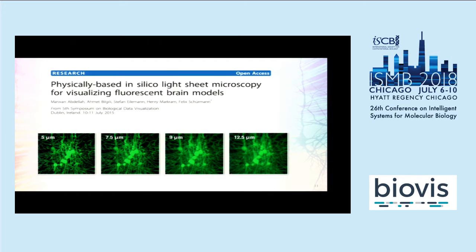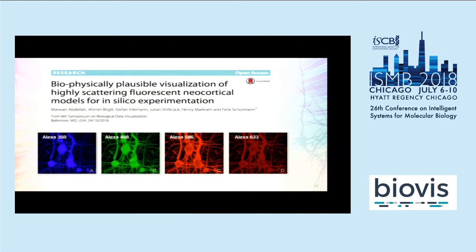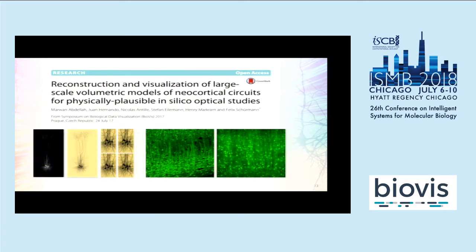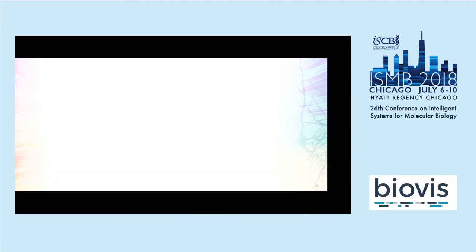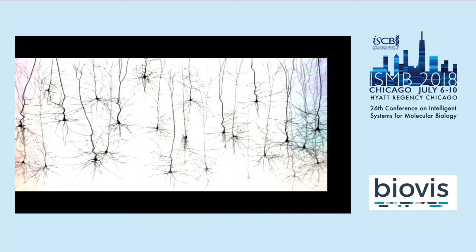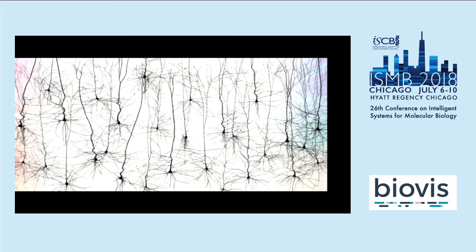Another kind of experiment we do is what's called an in silico optical experiment, by building tissue models, tagging them virtually with fluorescent dyes, and then we try to image them as if we can image them under the microscope in the wet lab. We have already published this in BioVis 2015, and in 2016 we extended the simulation for highly scattering tissue, and then in 2017 we presented a framework to reconstruct large-scale volumetric models. So that's fine, but then what's the common factor? It's all about morphologies. We have millions of morphologies that we use for our simulations.